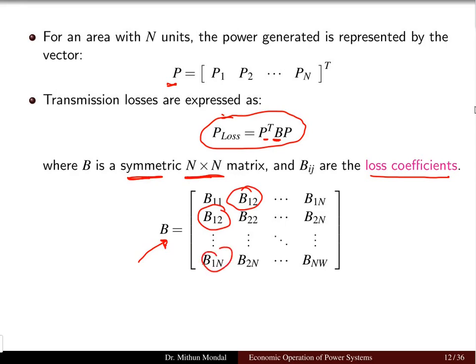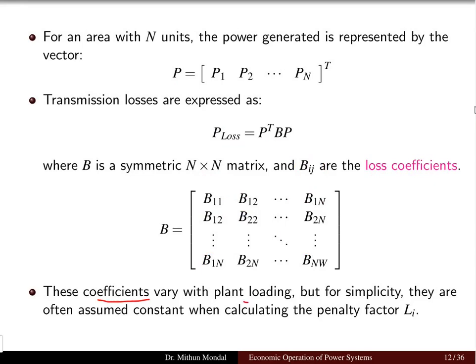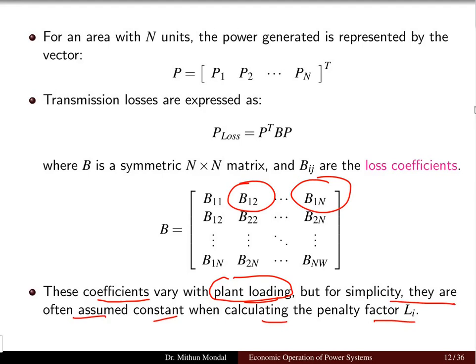So this is a symmetric matrix, and only the diagonal values and the first row we need to know. So Bij, the particular elements Bij, are the loss coefficients. So the power loss expression PT B P will be used to find the total power loss. These coefficients vary with plant loading. So when the plant loading varies, the coefficients Bij will vary. But for simplicity, they are often assumed constant when calculating the penalty factor Li.